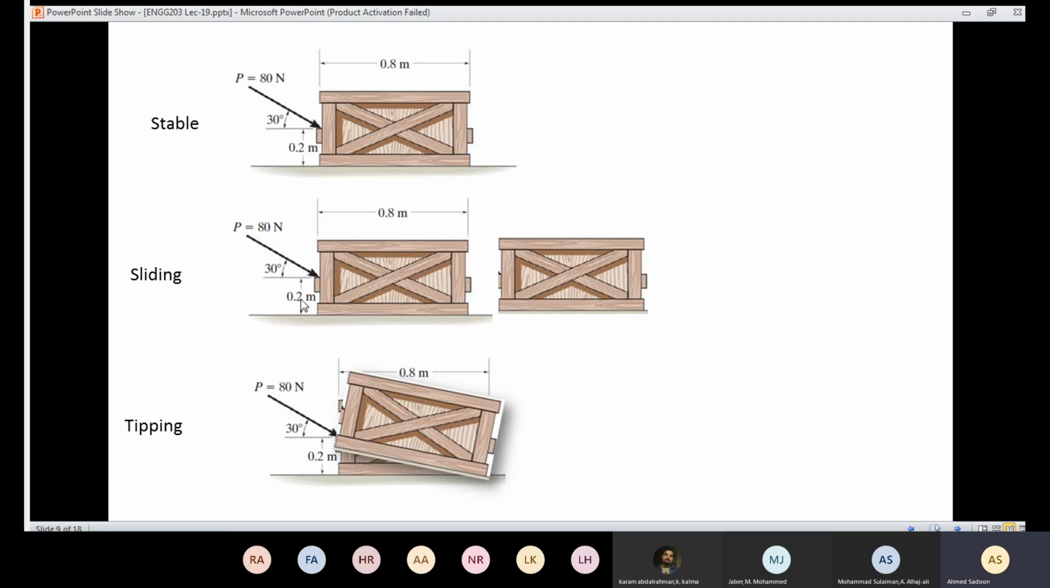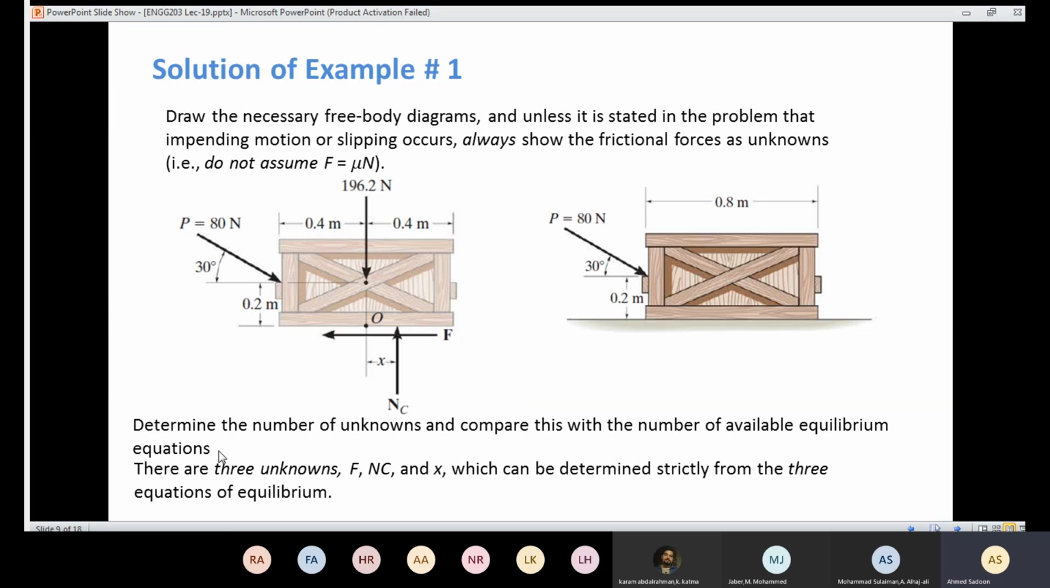Sliding means that the box is not stable. Tipping also means the box is not stable. But also we want to know which type of instability we are going to have, either sliding or tipping. So in order to deal with that problem, we need to draw the free body diagram. So here we have the box. We need to draw the free body diagram.